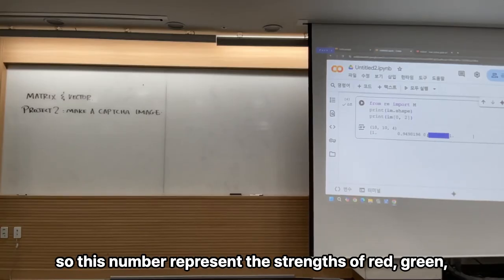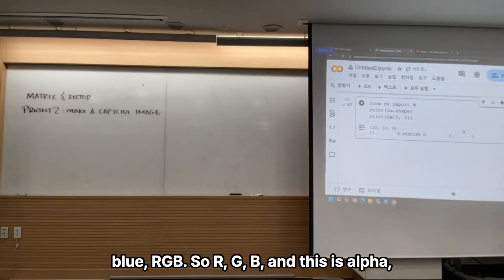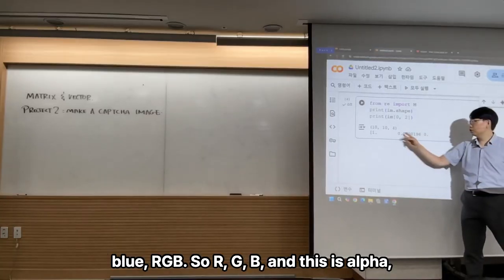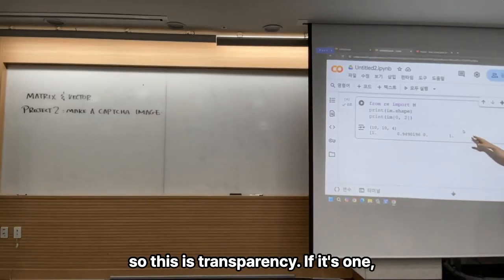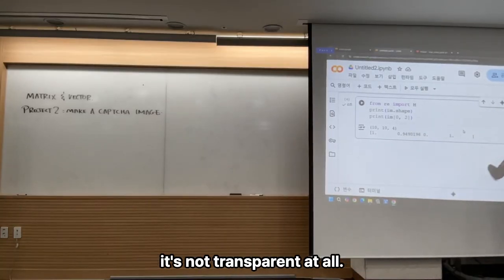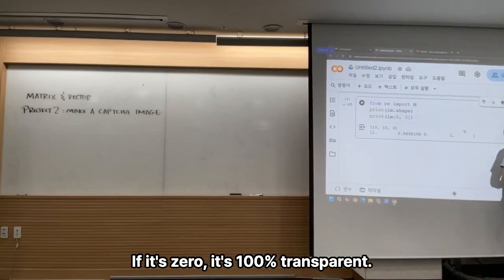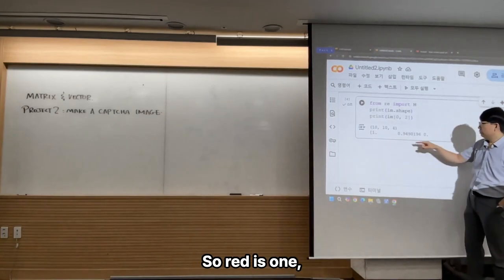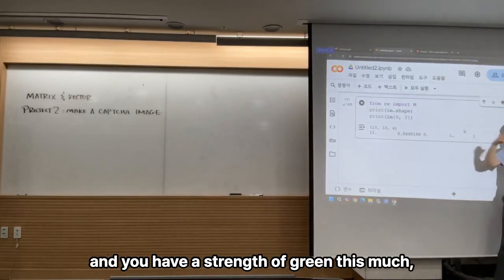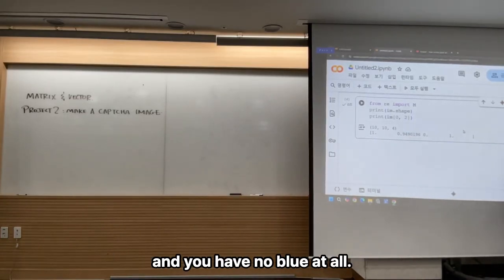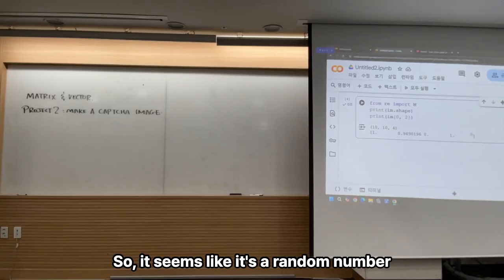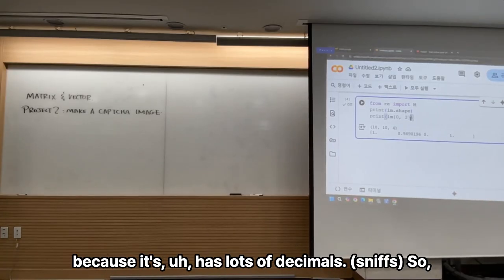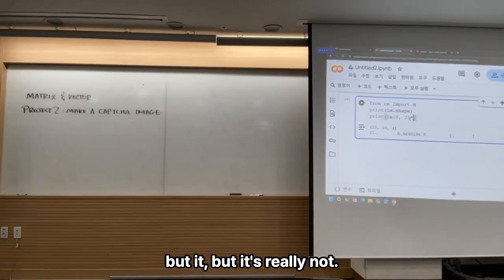So these numbers represent the strengths of red, green, blue, RGB, and this is alpha, which is transparency. If it's 1, it's not transparent at all. If it's 0, it's 100% transparent. So red is 1, and you have a strength of green this much, and you have no blue at all. It seems like a random number because it has a lot of decimals. But it's really not.